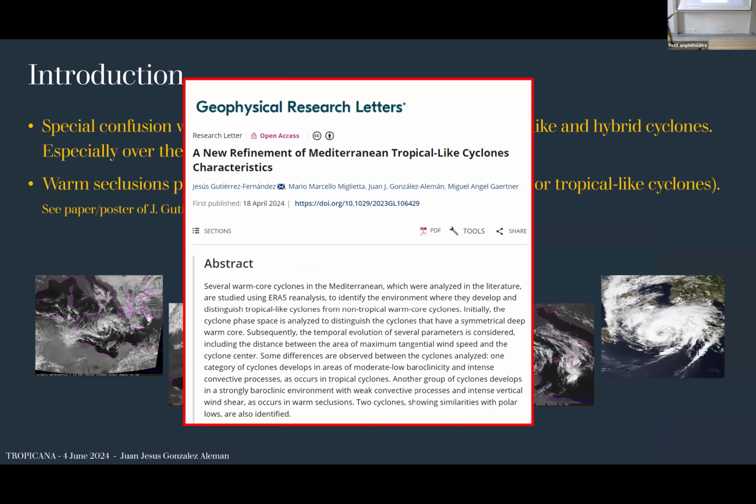This is the study that we also did. Jesus was developing it, leading the work and calculating all the results. The idea was to refine all the cases that are potentially tropical-like cyclones or Medicanes, and to say, well, this could be a warm seclusion, and you are saying that it's a Medicane, or a tropical-like cyclone. But you can have a look at the poster also.